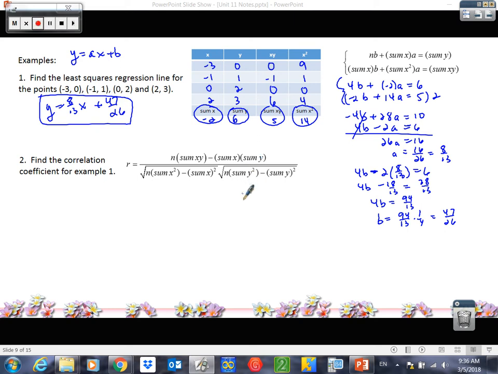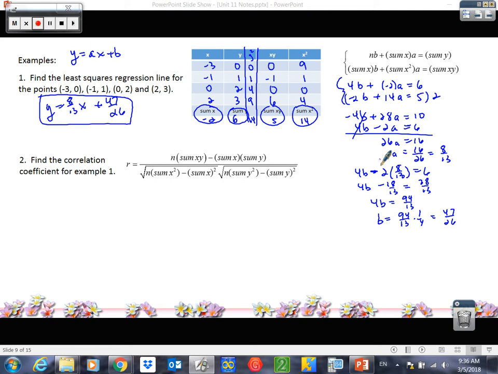So I'm just going to come up here and do just a little piece right here. We'll just put the y squared right here. We'll calculate that. We'll need it for this other formula. So 0 squared is 0, 1 squared is 1, 2 squared is 4, and 3 squared is 9. I add all that up, and strangely, I get 14, which is the same as sum x squared. It doesn't normally end up like that. It just happened to.